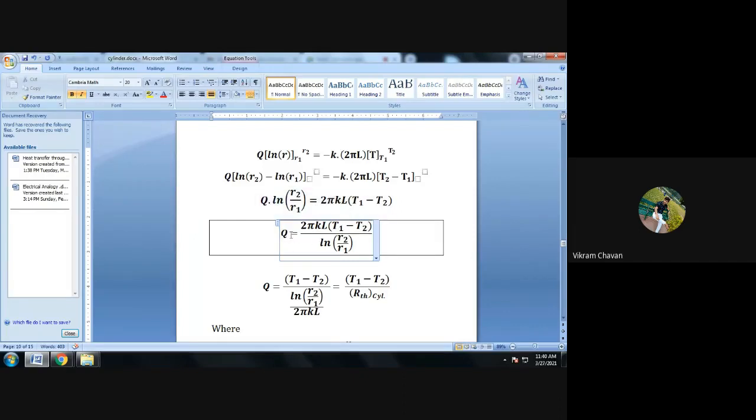We know that Q is analogous to I, T1 minus T2 is analogous to dV, and the remaining part we have to shift to the denominator side.